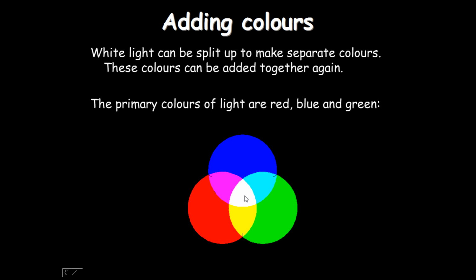That means white means all the colors. White light means all the colors are present. When blue meets green, it gives a light bluish color, and when green meets red, it forms yellow. So yellow isn't a separate color. Yellow is a combination of red and green.